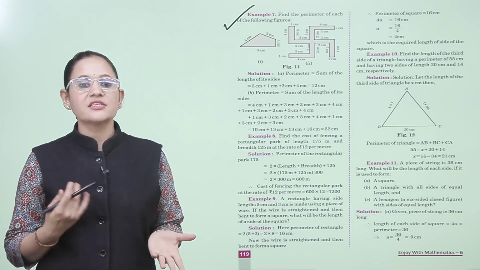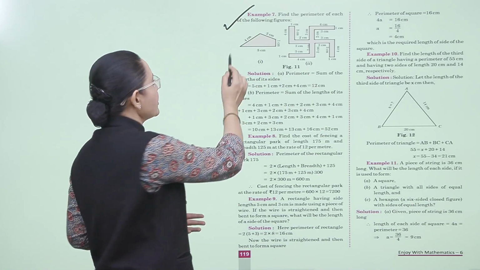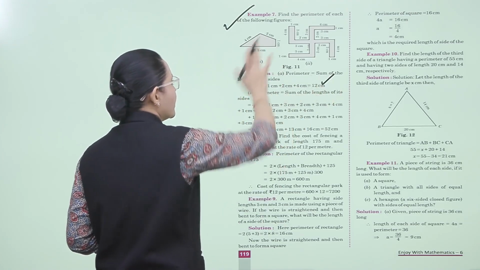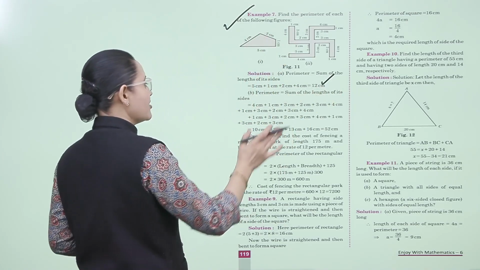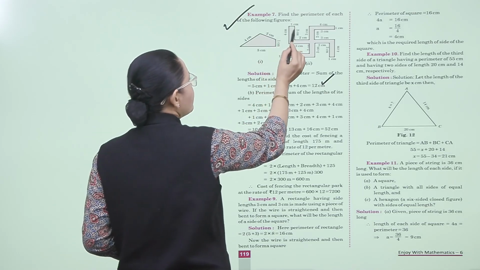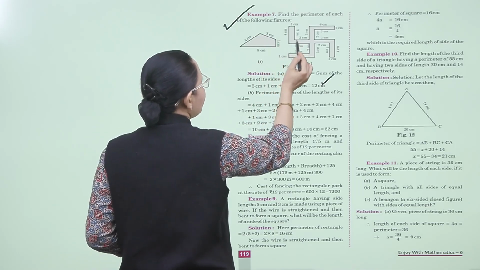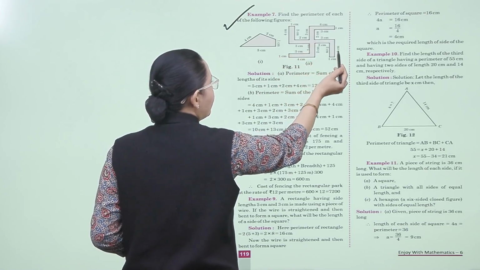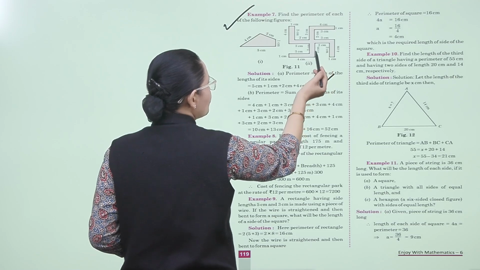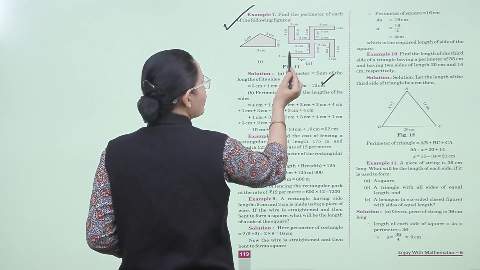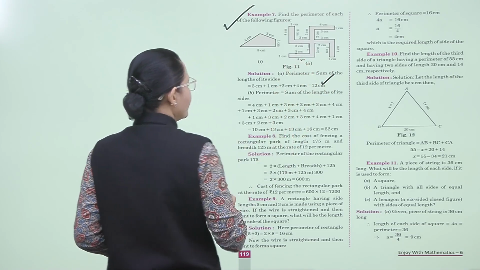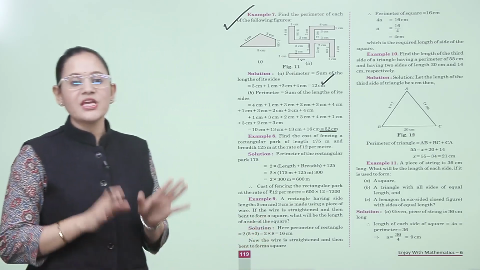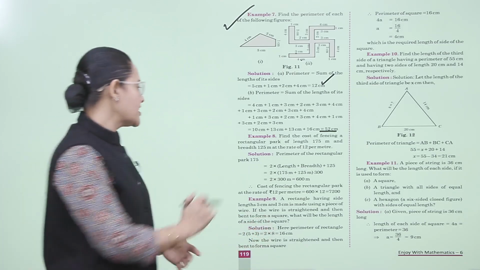So we know perimeter is the sum of the lengths of all sides. So in the given figure, it equals 4 plus 2 plus 1 plus 5, so that is equal to 12 centimeter. In this figure, the perimeter is the sum of the lengths of all sides: 4 plus 1 plus 5 plus 2 plus 3 plus 4 plus 1 plus 3 plus 2 plus 3 plus 4 plus 1 plus 3 plus 2 plus 3 plus 1 plus 1, 3 plus 2 plus 3. So that is equal to 52 centimeter. Clear? Simply we have to find the sum of all sides.